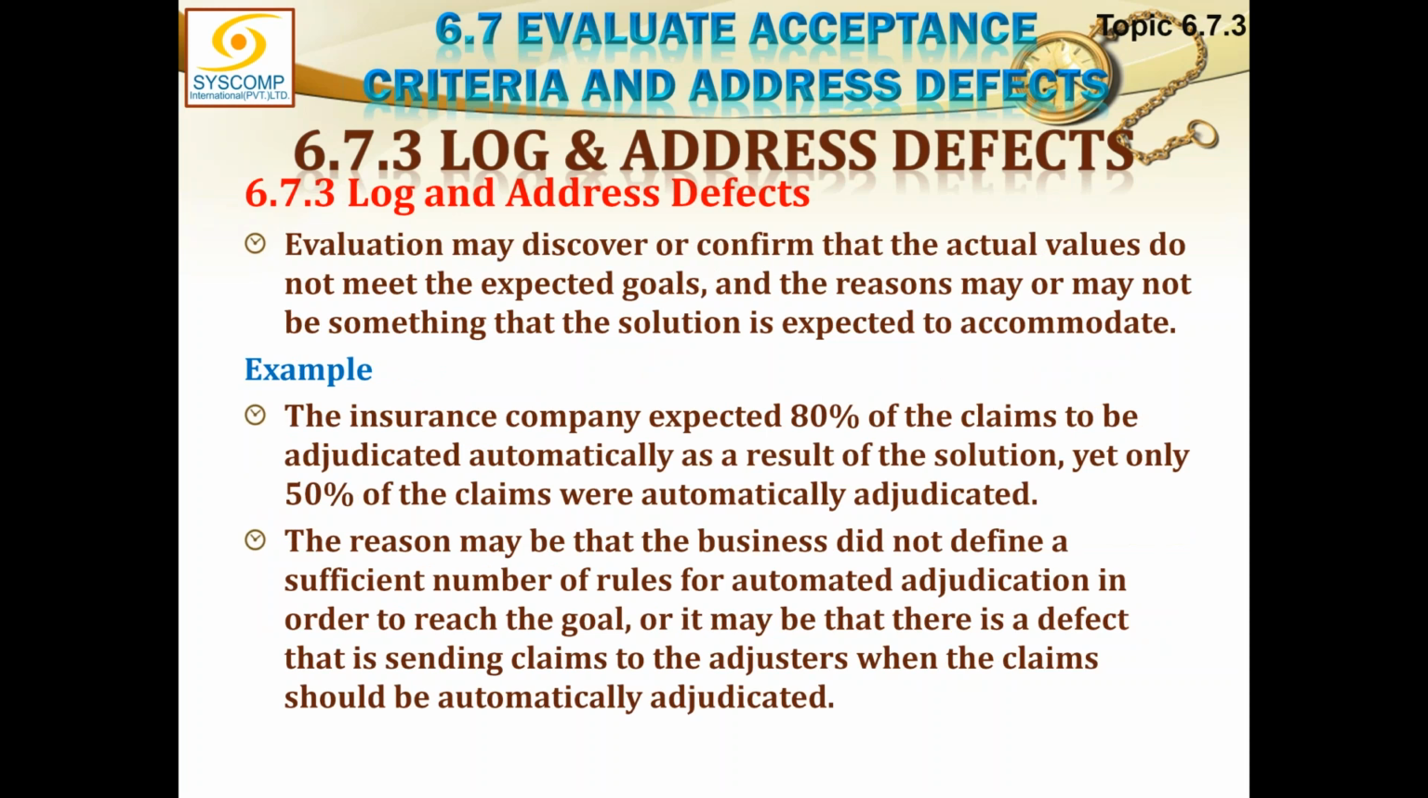Evaluation may discover or confirm that the actual values do not meet the expected goals, and the reasons may or may not be something that the solution is expected to accommodate. Example: the insurance company expected 80% of the claims to be adjudicated automatically as a result of the solution, yet only 50% of the claims were automatically adjudicated. The reason may be that the business did not define a sufficient number of rules for automated adjudication in order to reach the goal, or it may be that there is a defect that is sending claims to the adjusters when the claims should be automatically adjudicated.